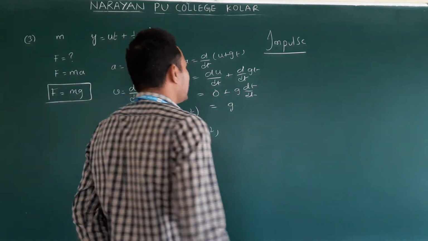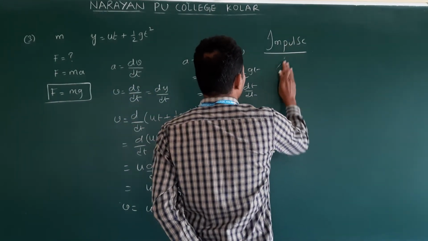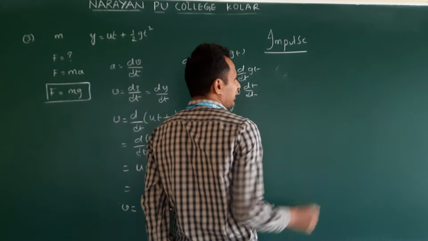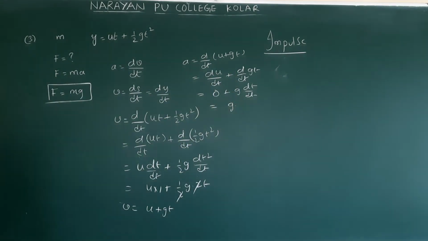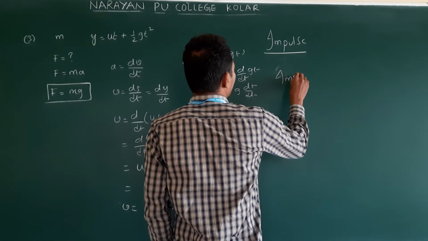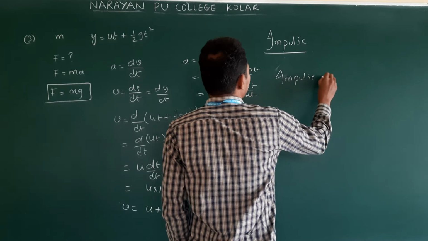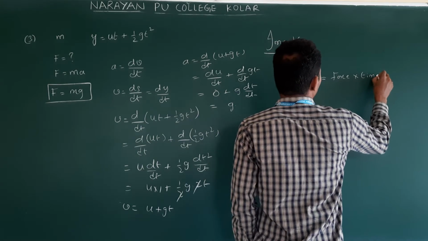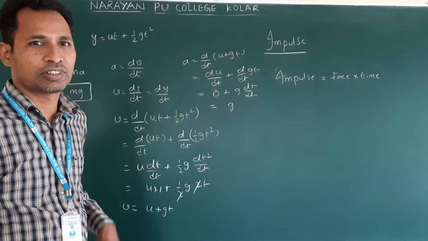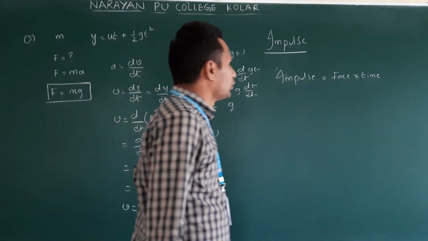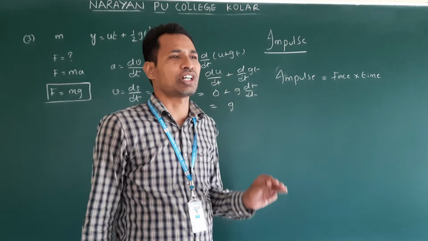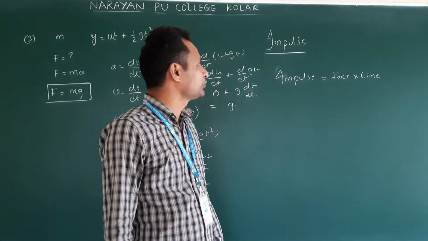So impulse is denoted with J. Some use the letter I, it depends on the textbook, but in our textbook they mention only impulse itself. So impulse is equal to force into time. Clear? A force acts in a short interval of time, a large force.